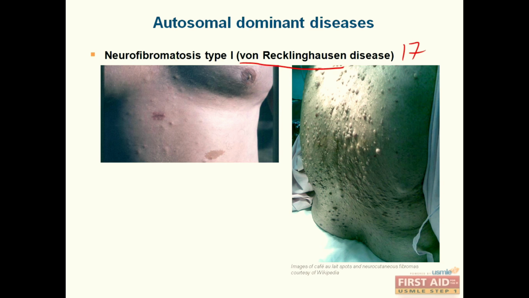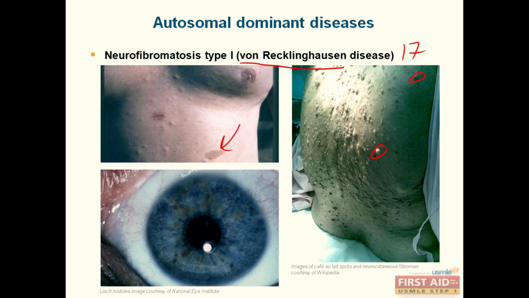Findings in this disease include cafe au lait spots, like this one, and neurocutaneous fibromas, like these. There are also neural tumors, such as optic gliomas, scoliosis, and Lisch nodules, which are pigmented iris hamartomas, which you can see as these brown spots here. Patients with NF1 are also more likely to get Wilms tumor, which are kidney tumors that typically occur in children.